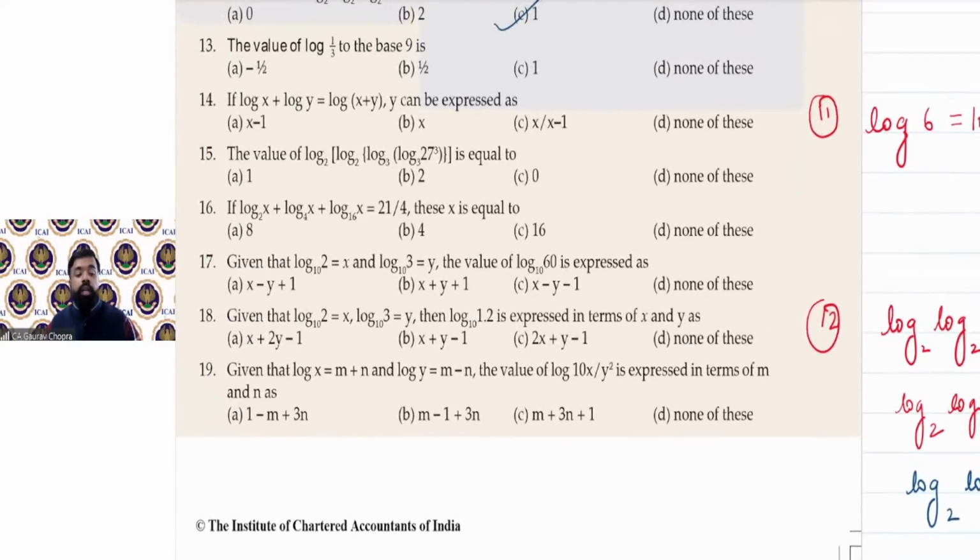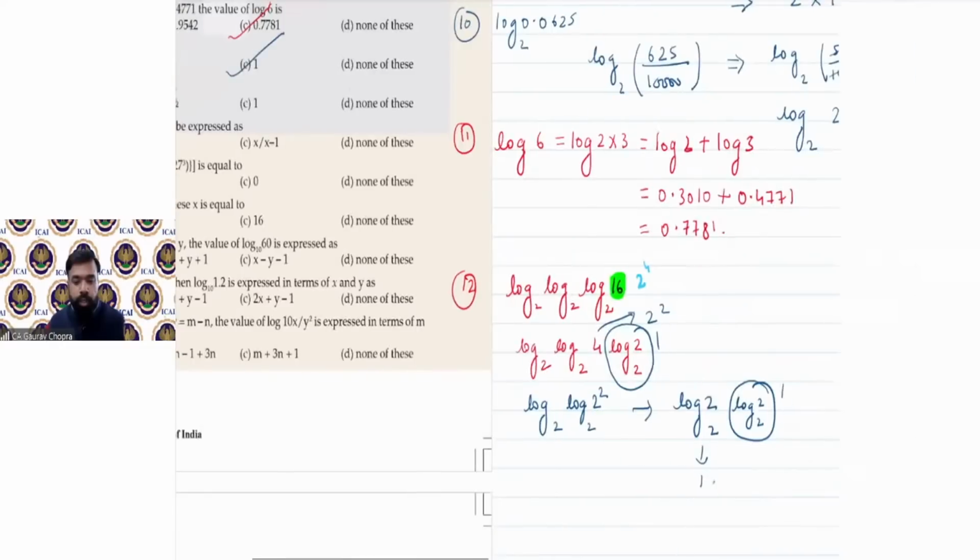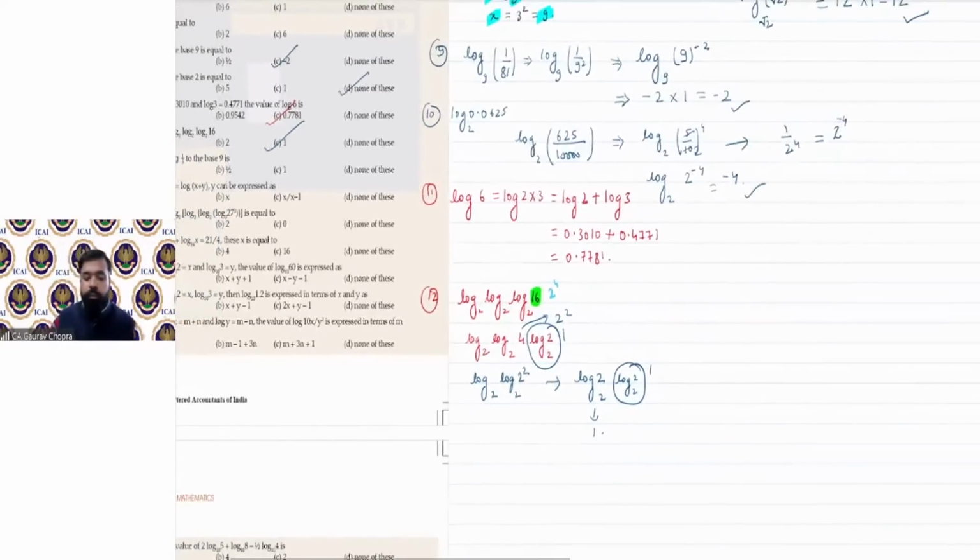Now the next one, the value of log 1 by 3 to the base 9. A similar question we have done above, but let's do this also. So before that, let's make some space here.